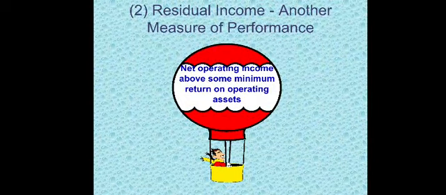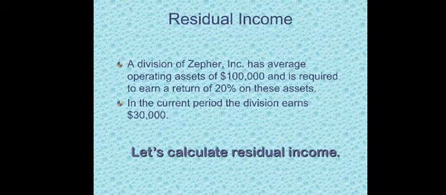Okay, now this is the second method that can be used to evaluate the performance of a responsibility center or a department or the manager of that department. The second method is called residual income. Residual income means the net operating income above some minimum return on operating assets. So let's see, there is an example. This is easy.